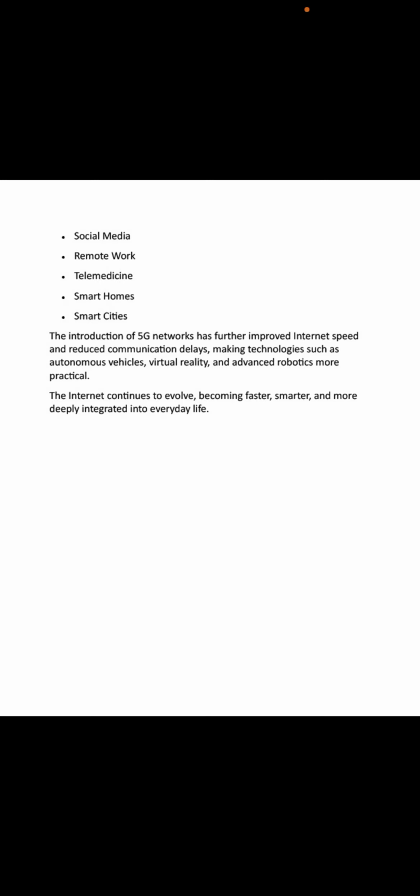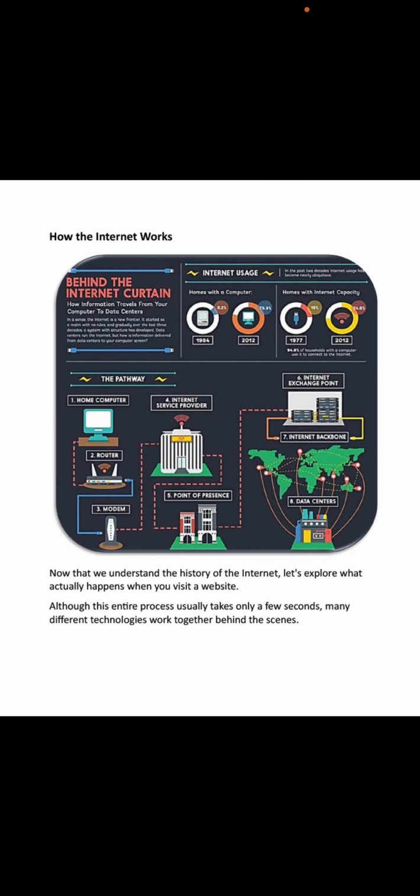Once your computer knows the destination, it sends your request to your internet service provider, commonly known as your ISP. Your ISP acts as the gateway connecting your home or mobile devices to the global internet. Instead of sending your request as one large block of information, the request is divided into hundreds or even thousands of tiny packets. Each packet contains part of your request along with the source address, destination address, and the sequence information.